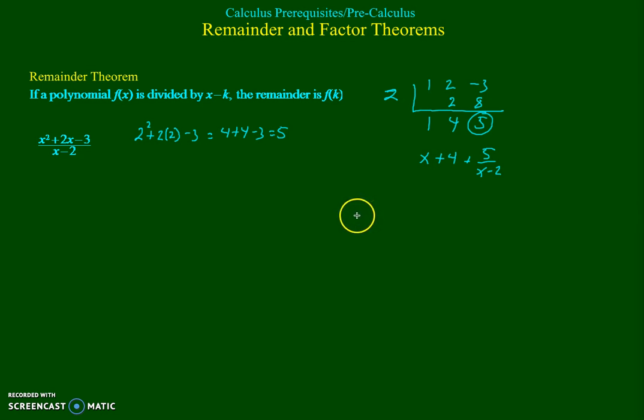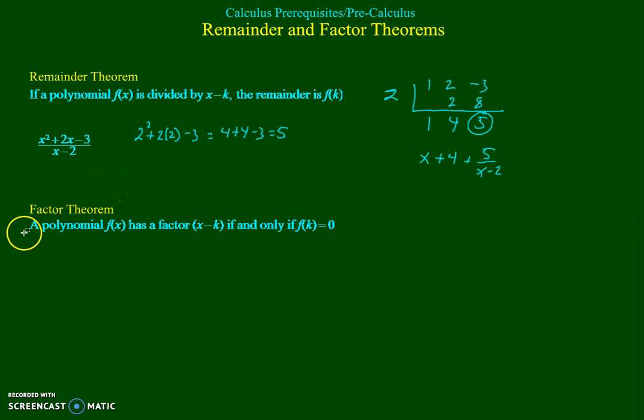So it's a quick way for you to determine if in fact some factor gives you a particular remainder, what the final remainder is, whether this factor is going to divide evenly into that dividend. Now the factor theorem is very closely tied with this, and what the factor theorem says, a polynomial f of x has a factor x minus k if and only if f of k equals 0. In other words, if there's no remainder by dividing f by this, then this value is a factor.